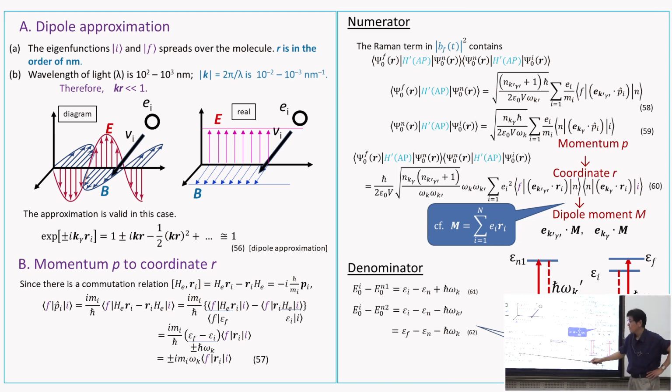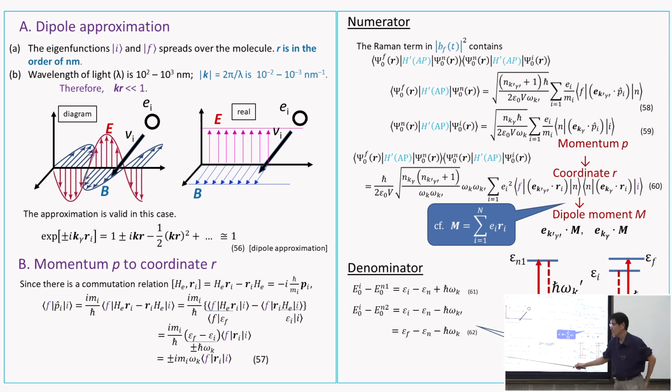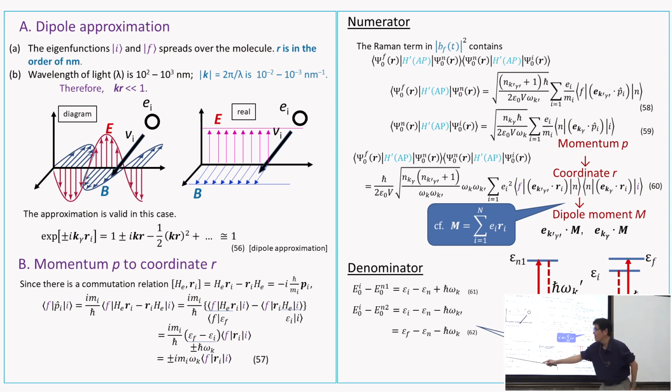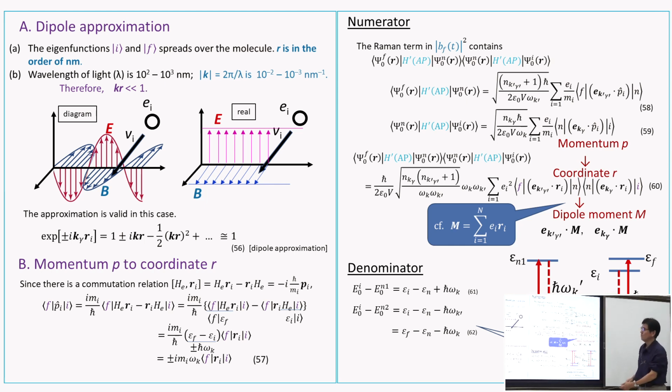And this is replaced with h bar omega k. So it's possible to replace the momentum operator with an expression containing coordinate R. Please understand the idea, and we use this convenient relationship for further derivation.